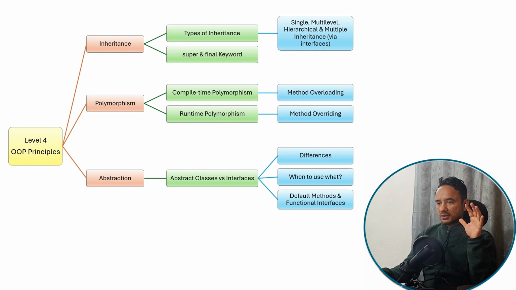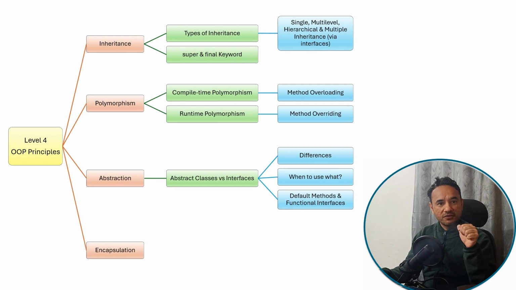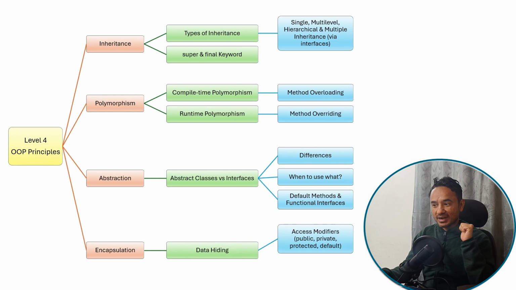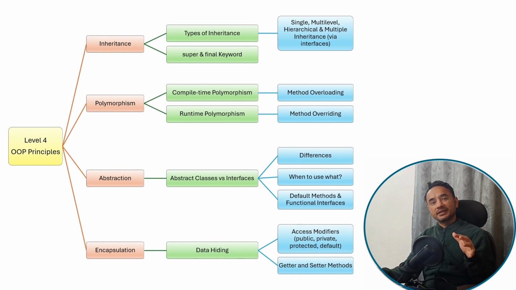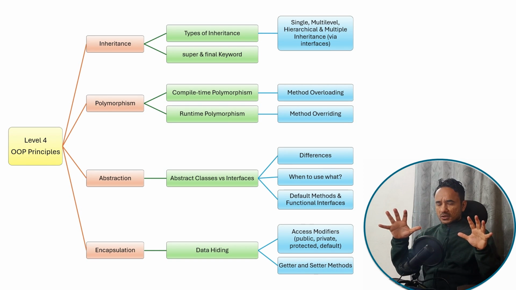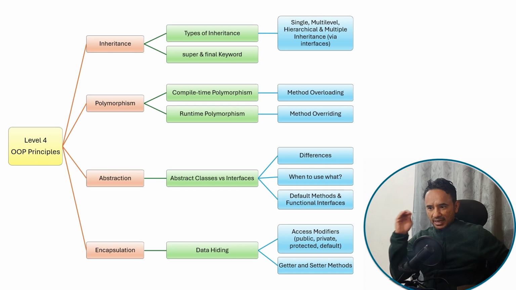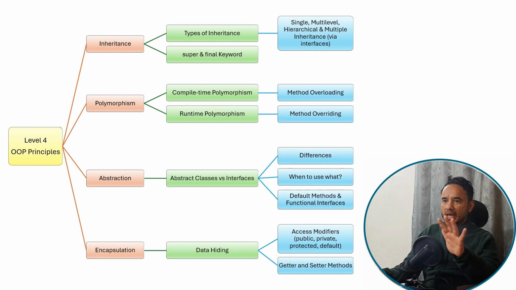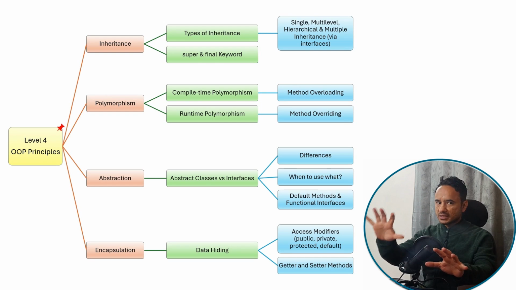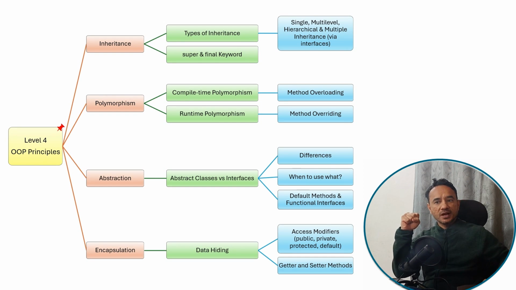All right. Next, the last principle we have is encapsulation, which is used to implement data hiding by using access modifiers like public, private, protected, and default. And also by using getter and setter methods to control access to your data. Okay, so that's it about this level, and trust me, from interview point of view, everything in this OOPS is important. Remember, OOPS are the most important topic from interview point of view.